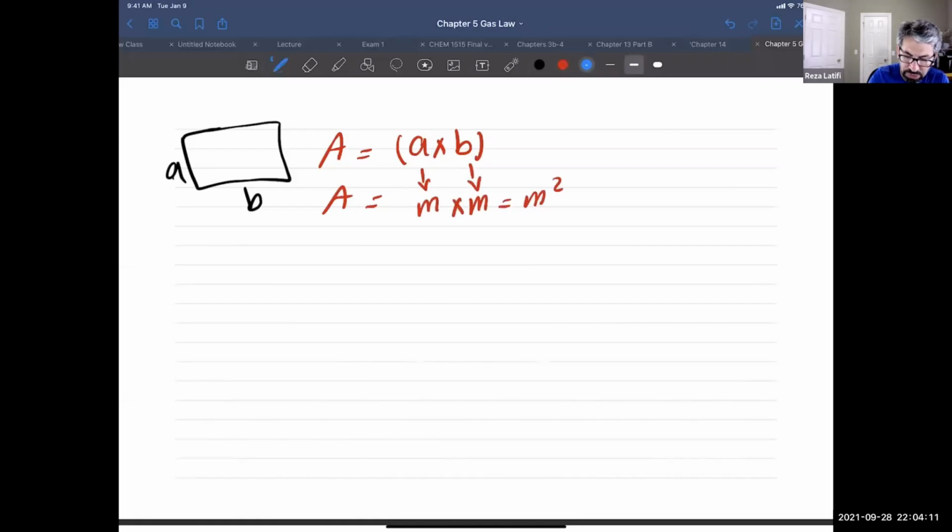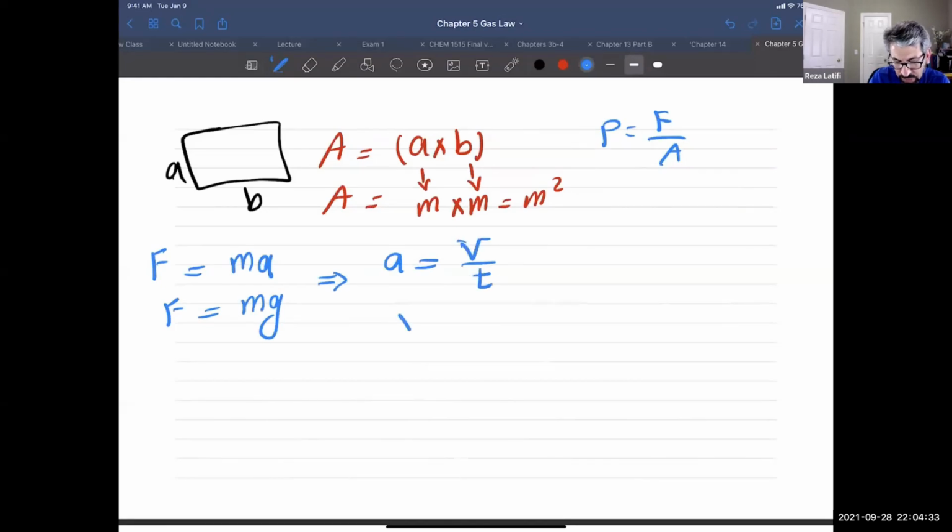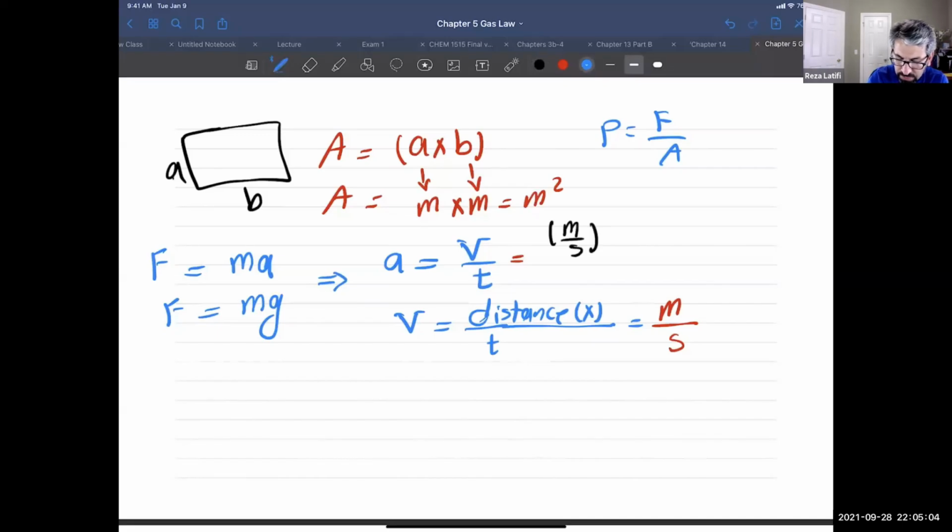Next, we said pressure is equal to force over area. We know the unit for area is m2. Let's go after the force. Force can be either ma or mg. It doesn't matter which one you go with. But let's define a. Acceleration a is equal to velocity divided by time, and velocity is equal to distance, or x, divided by time. Distance, or displacement, we show by meter, and time is second. So the unit for velocity is meter over second. If you replace the velocity by meter over second, you get meter over second divided by, again, second. That will give you m over s2, which is the right unit of a.